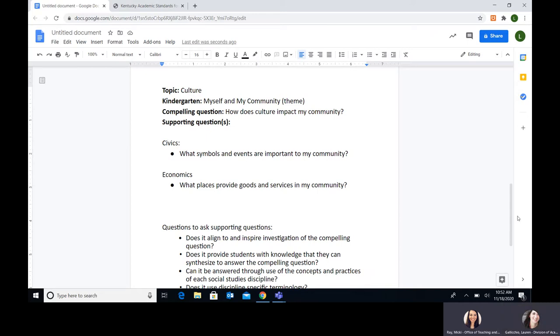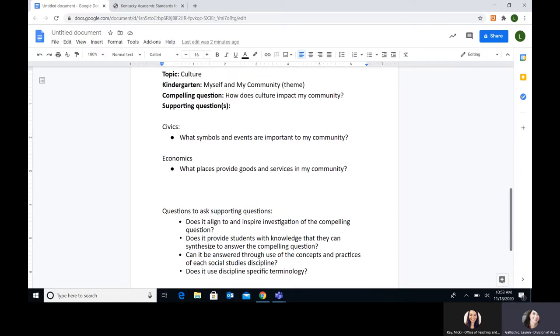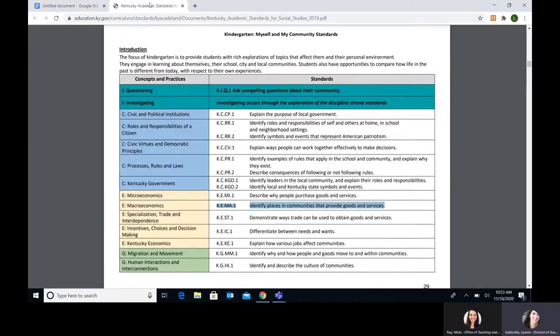Okay. All right, so let's evaluate it with our questions. Does it align to and inspire investigation of compelling questions? I think we've already done that, right? We've already talked about the alignment, that we do think it is aligned, and that with teacher scaffolding, students will be able to make those connections. Does it provide students with knowledge they can synthesize? Yes, this idea that what goods and services are in their community can be a reflection of the culture. So I think that does that. Can it be answered through the concepts and practices of each social studies discipline? Yes, we got economics here. And does it use discipline-specific terminology? Yes, because it's talking about goods and services. Okay. All right, our next one will be geography.